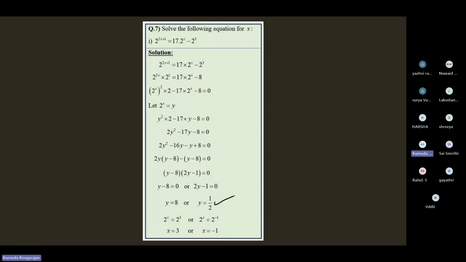So here we get y is equal to 1 by 2. y means 2 to the power x. And how do you write 1 by 2? 2 to the power minus 1. So bases are same, equating the powers, we get x is equal to minus 1. So the values of x are 3 or minus 1.